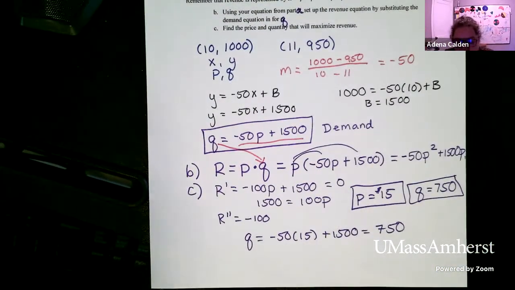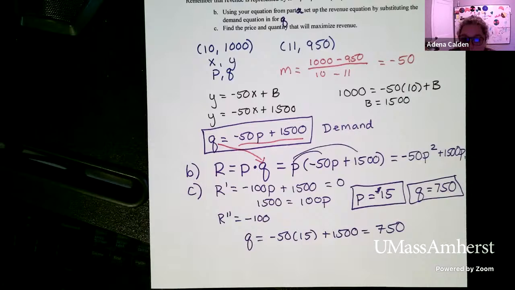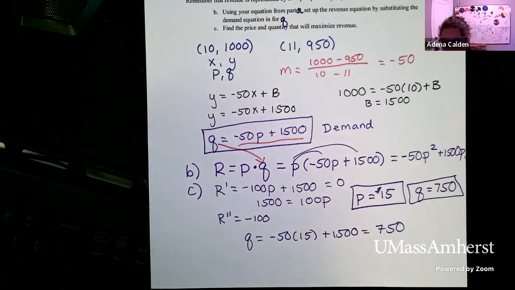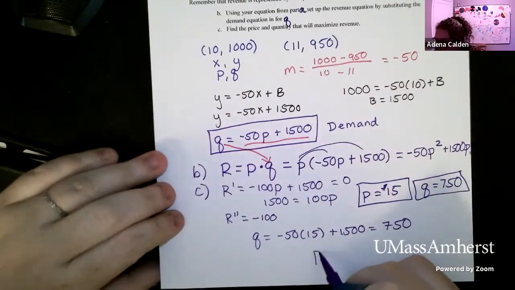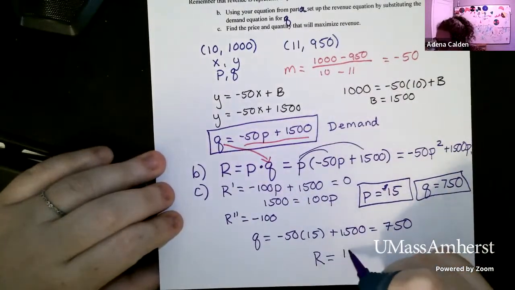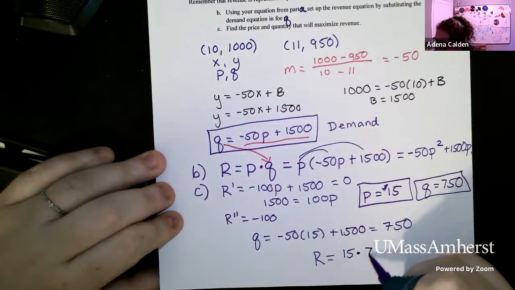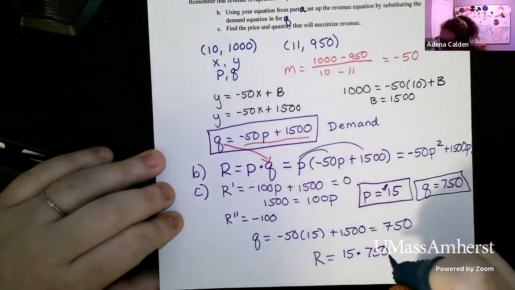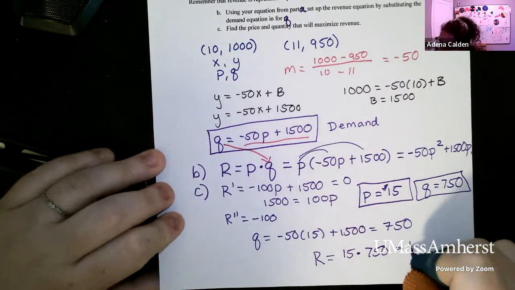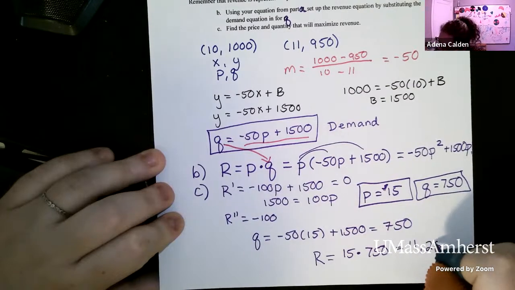And so then what is that maximum revenue, right? Like what is the amount of revenue that we would take in? That's another sort of spin-off of this. So the revenue is price times quantity. So $15 times 750 tickets gives us $11,250.